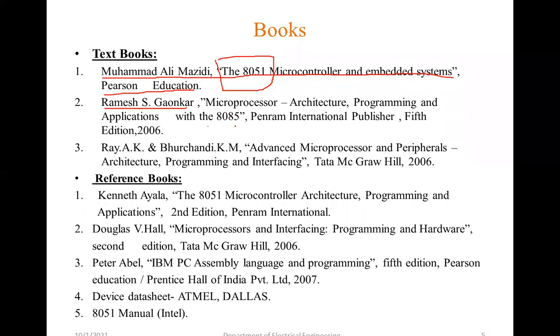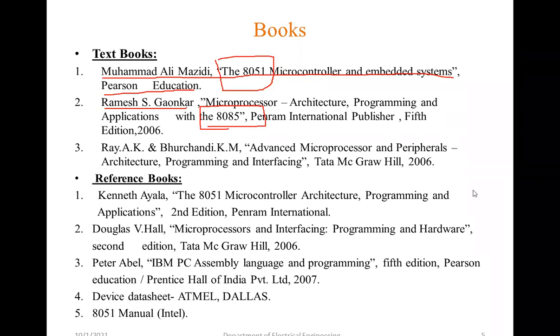Ramesh Gaonkar is for the 8085. If you use these two books, you can understand the whole subject. 100% of the syllabus is present in Mazidi for the 8051 and Gaonkar for the 8085. You can take these two books from the library also, or you can buy them. It's very easy. All the topics, all the 6 units which were discussed previously, are present in these two books.